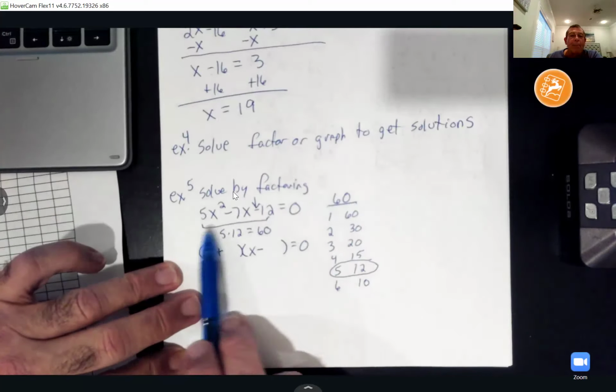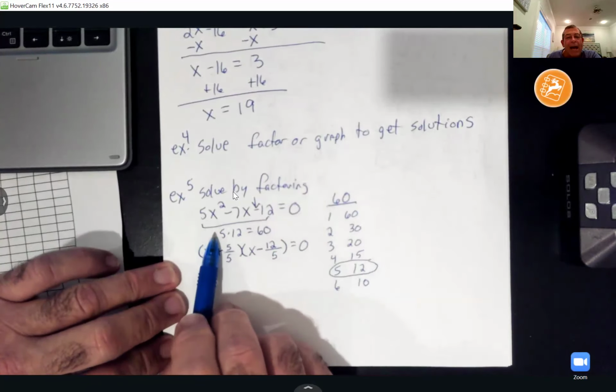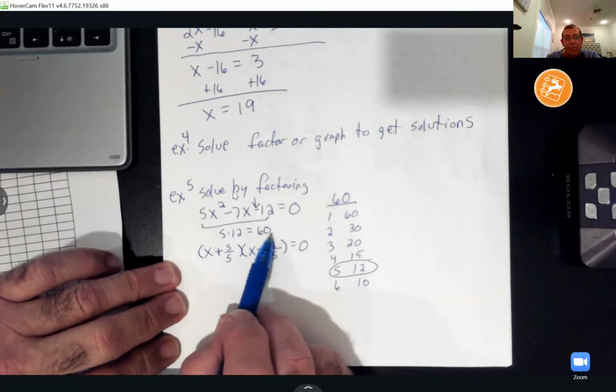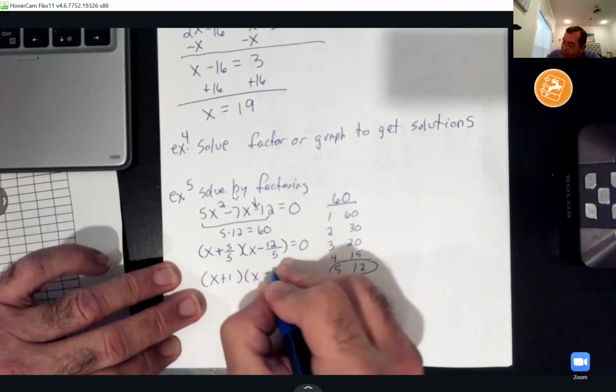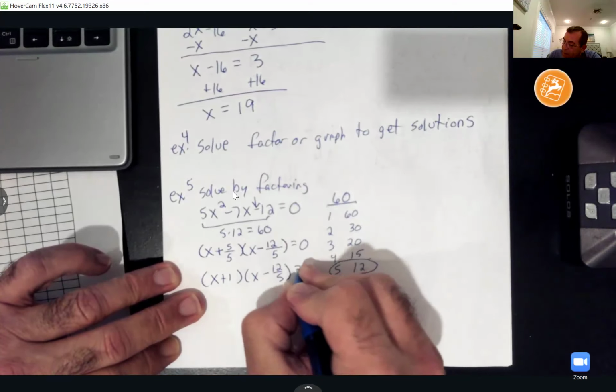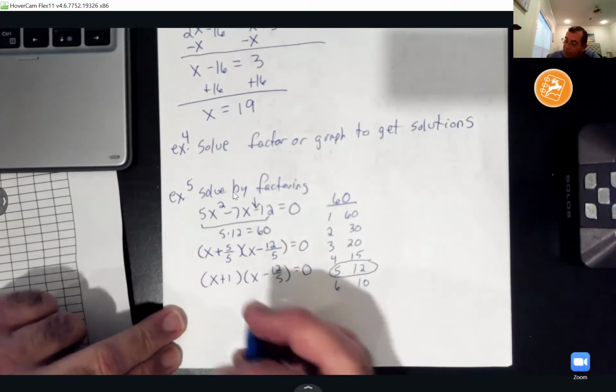Now, once I got the two factors, I got to divide both of these by that 5. So you borrow the 5 to get the last number, and then you divide that 5 back out, okay? So let's see what that'll give me. This one, 5 over 5, will make that an x plus 1. This one I can't simplify, so that's going to stay x minus 12 over 5. But y'all, guess what? Set both of these equal to 0 and solve it.